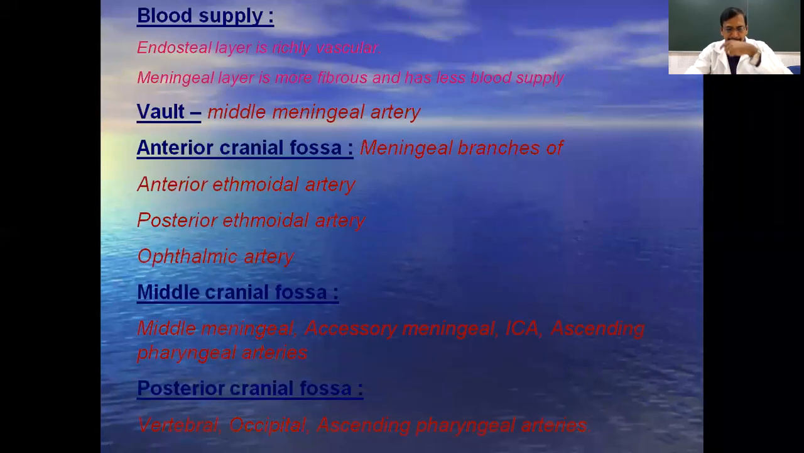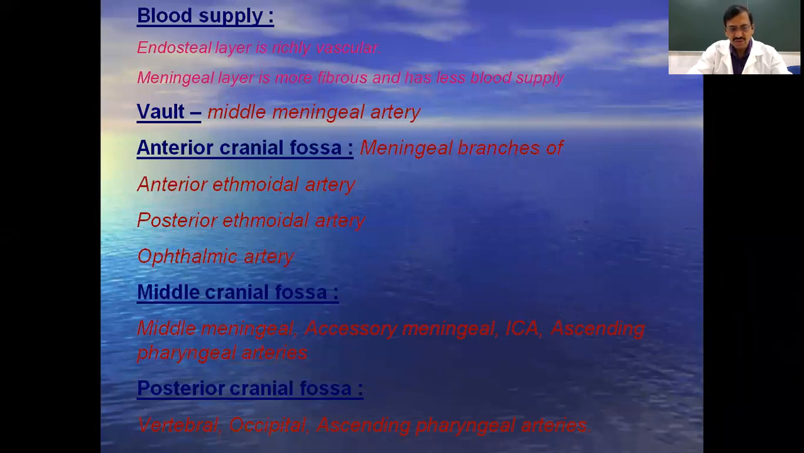Next, what is the blood supply to the dura? That is, especially for the dura, the endosteal layer is richly vascular. The endosteal layer of the dura mater receives a rich blood supply, and the meningeal layer is more fibrous and has less blood supply.